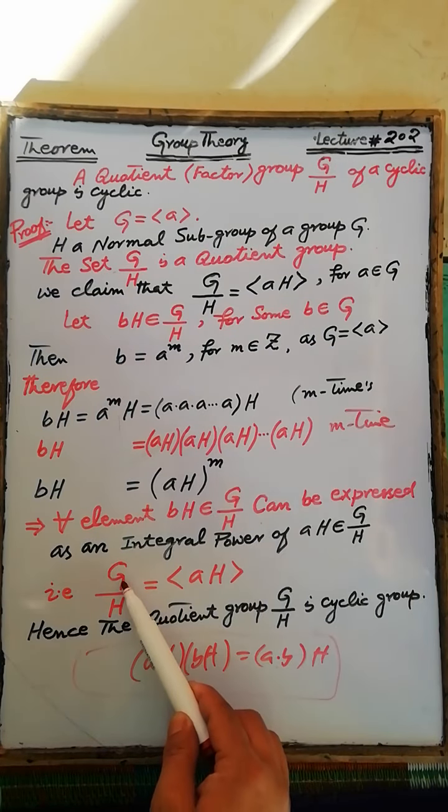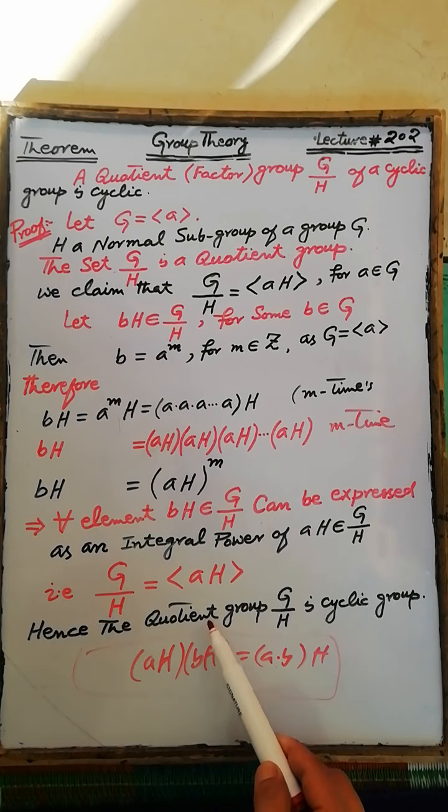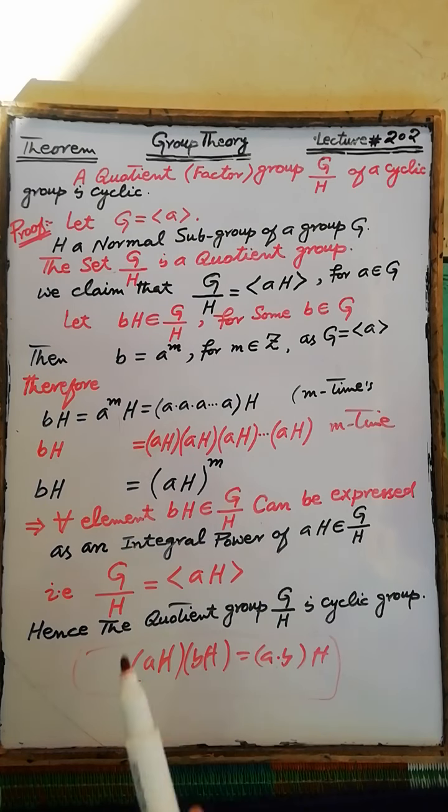That is, the quotient group G by H is a cyclic group generated by the element aH belonging to the group G by H, which is our required result.